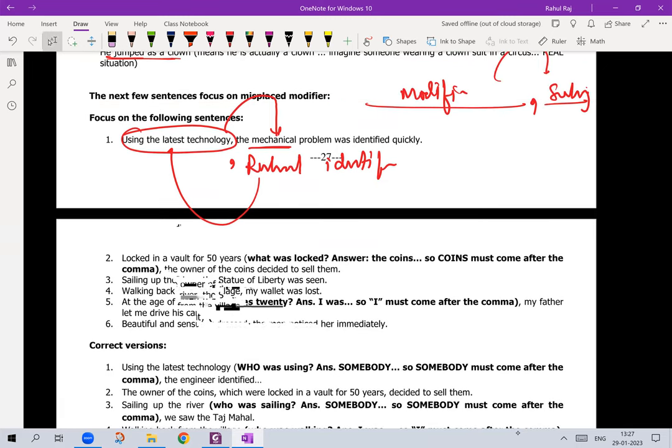How about: using the latest technology, the mechanical problem was identified quickly by Rahul? That's crap. No. After the modifier, comma, and immediately the subject should come that the modifier is modifying. In that case also, the meaning will come as if the mechanical problem is using the latest technology. Immediately after the comma, the subject should be whatever that modifier is trying to modify. Yes, please tell me, somebody was asking something.